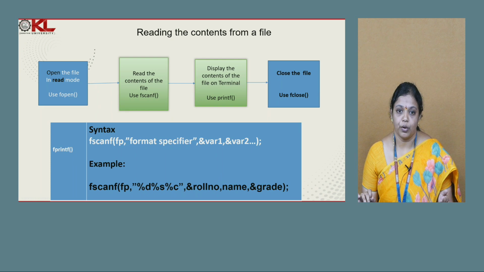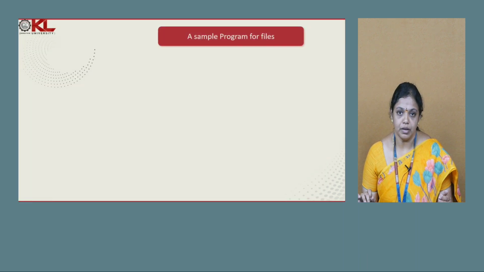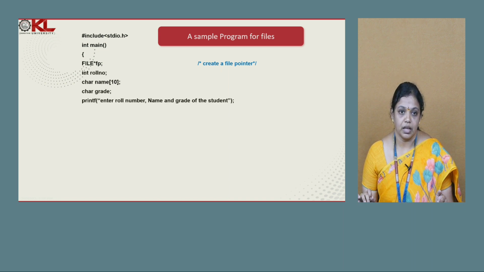So this is the file pointer and the format specifiers. Since it is a reading operation, I am reading the roll number, name and grade of a student from the file, and I am going to print it. As a sample, this is the program. This is the first line, and as you can see, I am creating a file pointer. This is the first step. I am going to create a file pointer, and then roll number, name and grade.